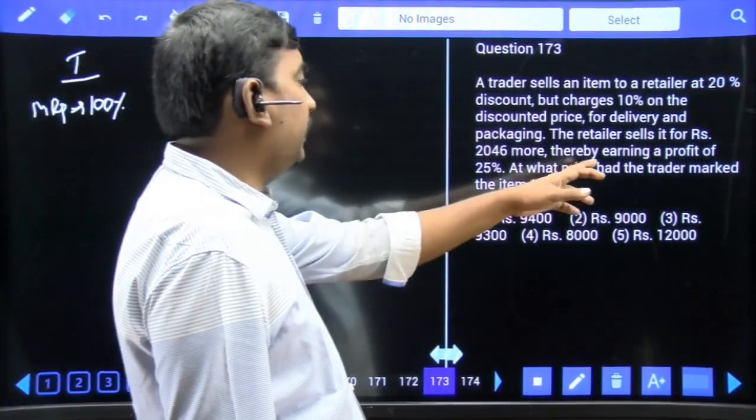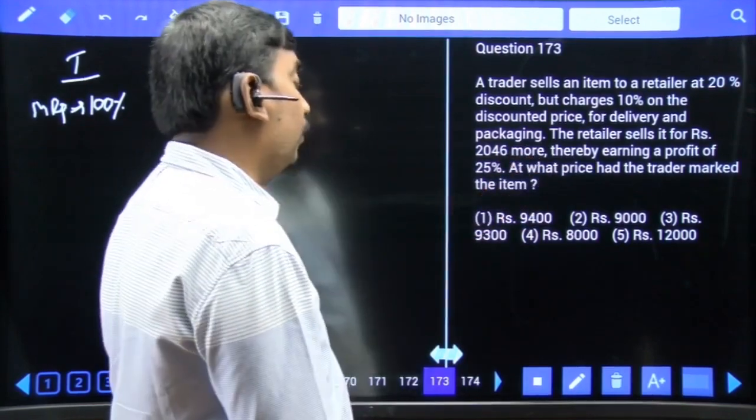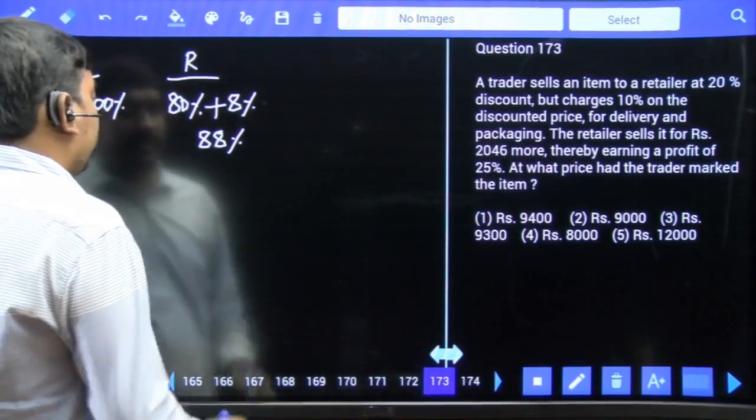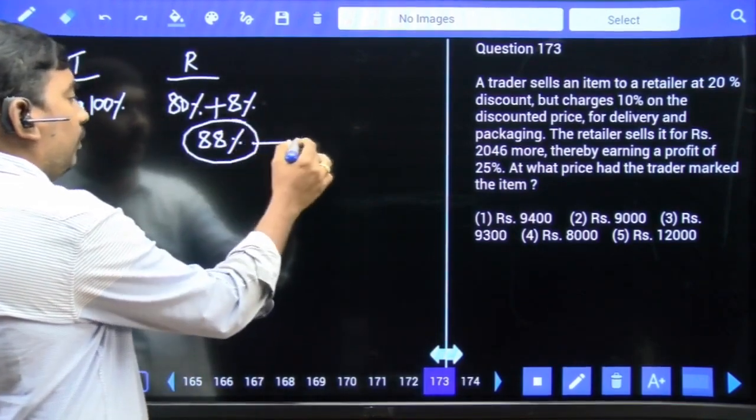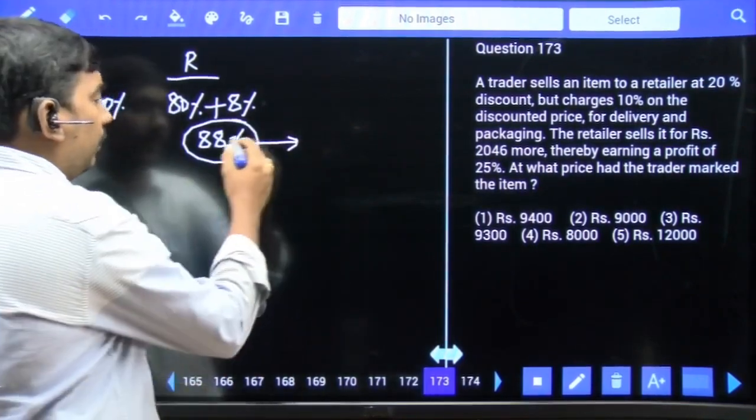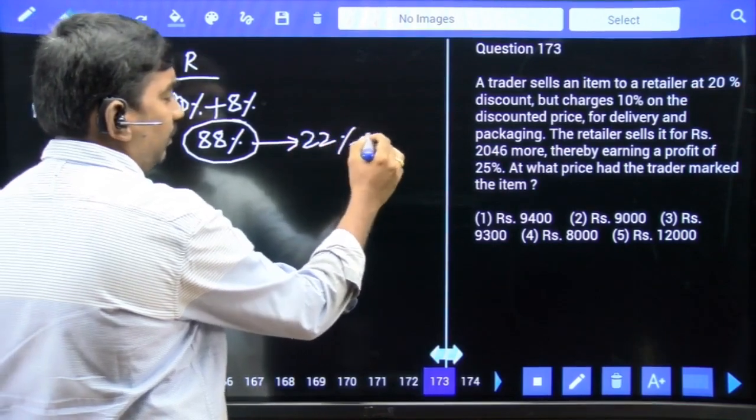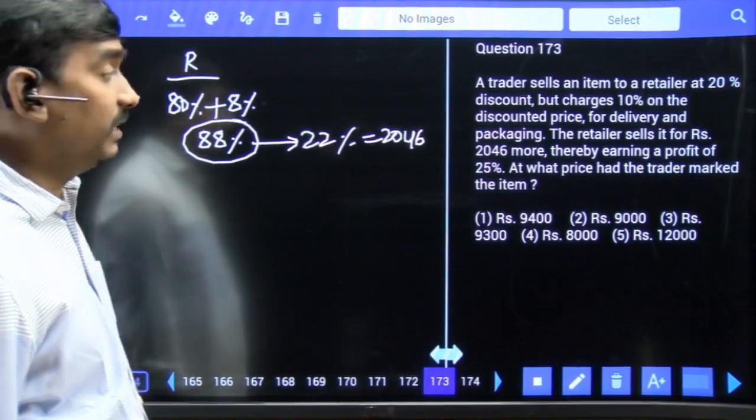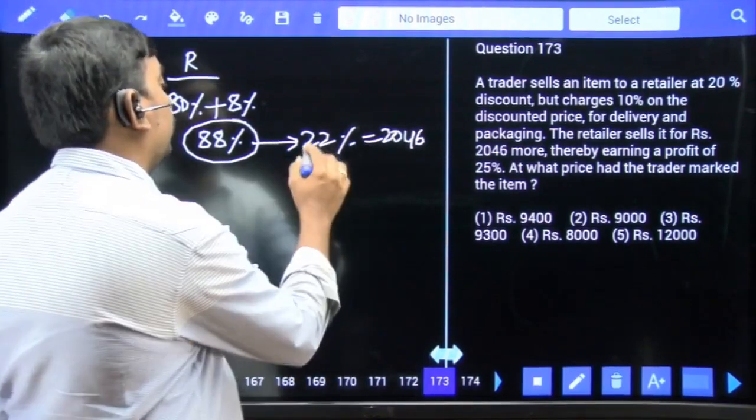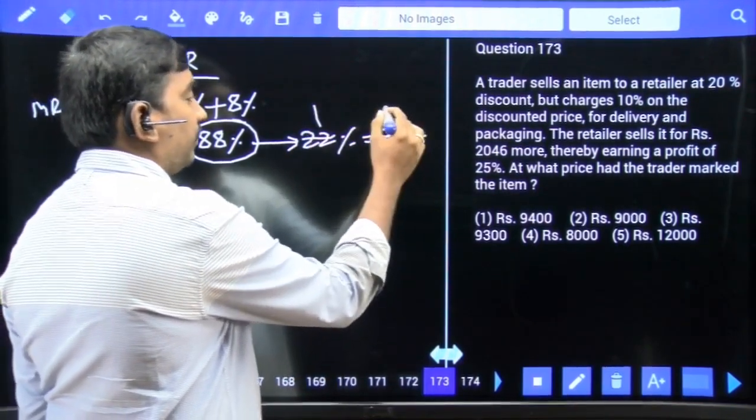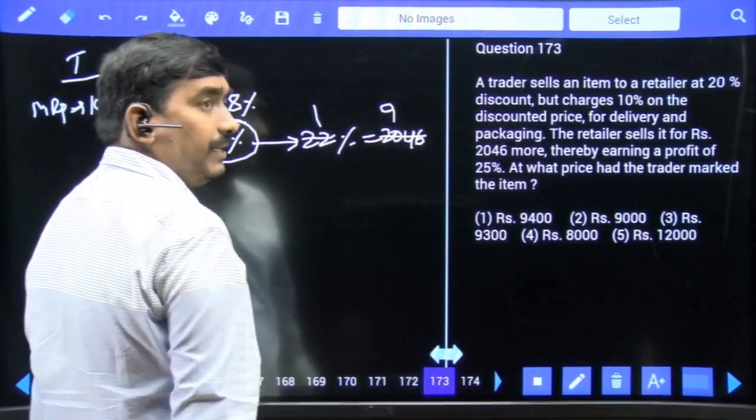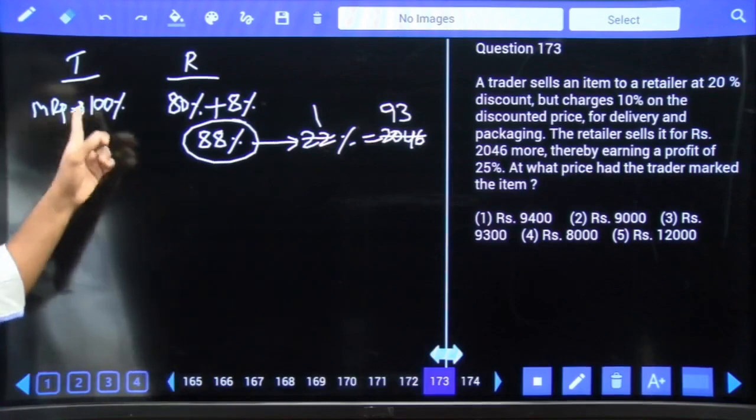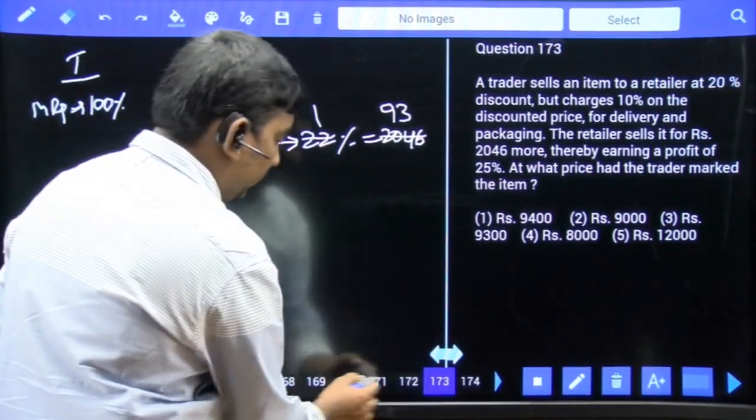The retailer sells it for 2046 rupees more, thereby earning a profit of 25%. The retailer's cost price is 88, and on this a 25% profit, 1/4 of 88, means 22% is equal to 2046. What price had the trader marked, meaning MRP, how much? 22 nines are 198, 22 threes are 66. So 1% value is 93, 100% value is 9300.